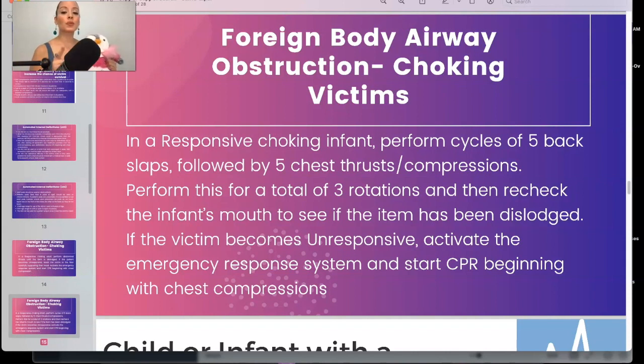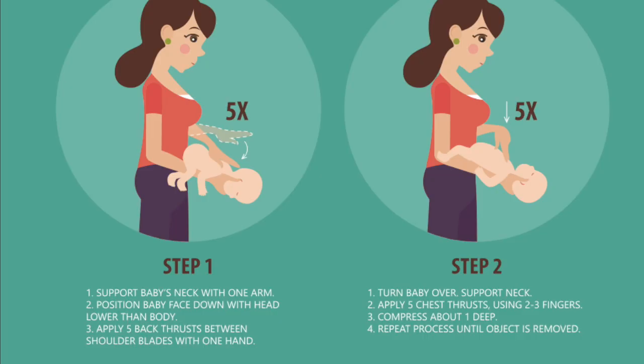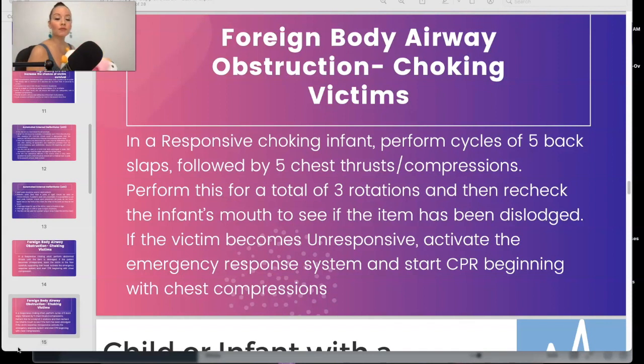keyword is responsive. In a responsive choking infant, perform cycles of 5 back slaps. You're going to do it with the heel of your hand, and you're going to do a football maneuver here. You're going to do it almost in between their shoulder blades. So 1, 2, 3, 4, 5, followed by 5 chest thrusts. 1, 2, 3, 4, 5. You perform this for a total of 3 rotations, and then you recheck the infant's mouth to see if the item has been dislodged. If the victim becomes unresponsive, you activate the emergency response system and you start CPR beginning with chest compressions.